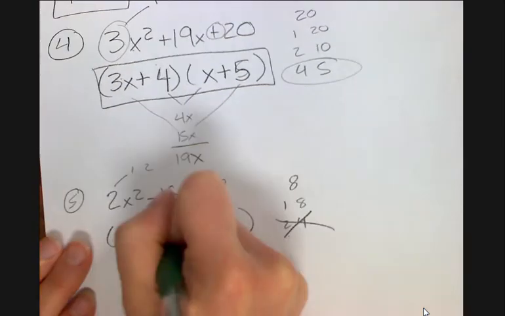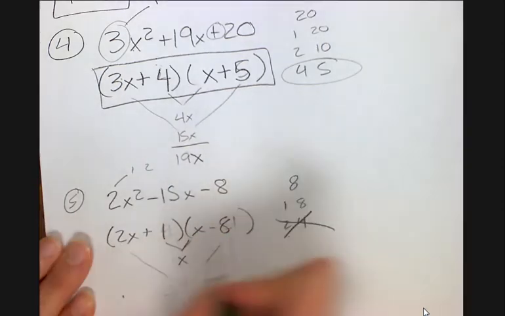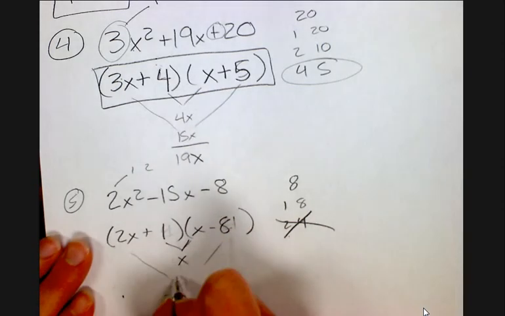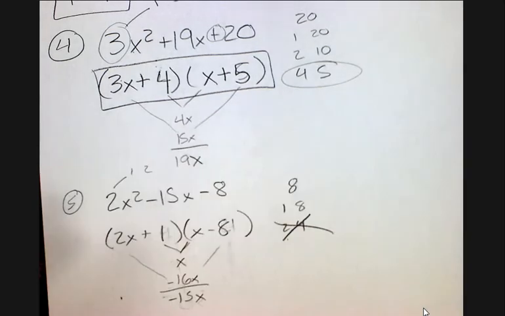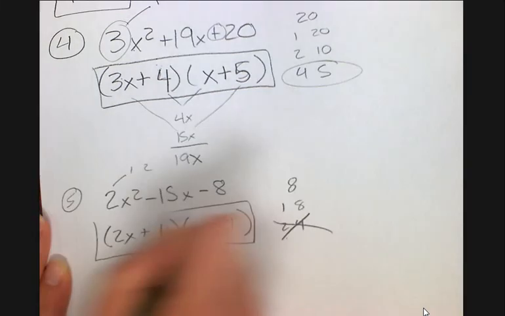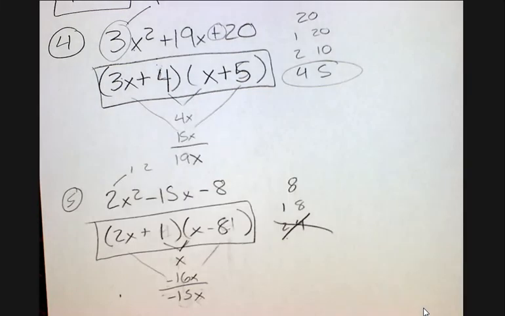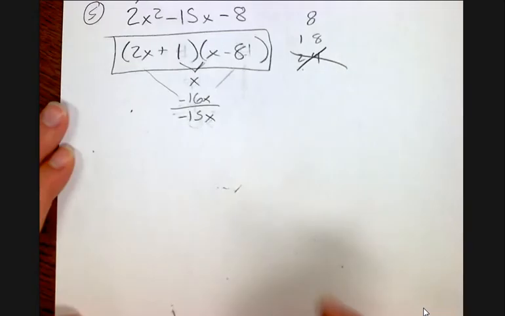1 and 8. 1 times x is just x. 2x times negative 8 is negative 16x. And that gets us negative 15x. And that is what we want, so we know these factors are correct: 2x plus 1 and x minus 8. So you might have to guess a couple times, but normally you'd guess it right on the first or second try. Let's do one more example, just to review.